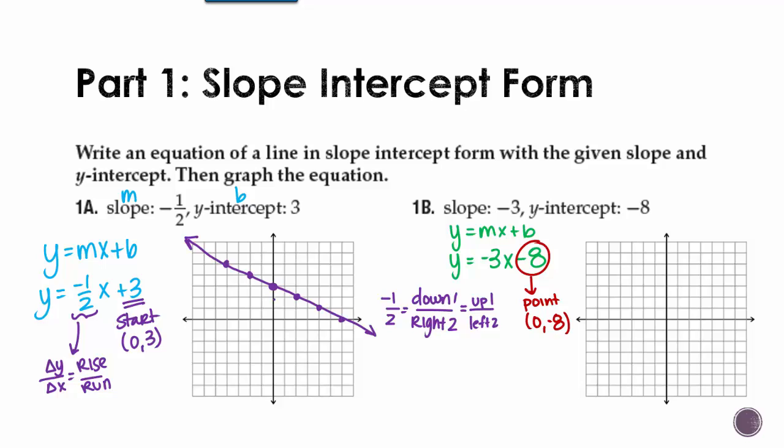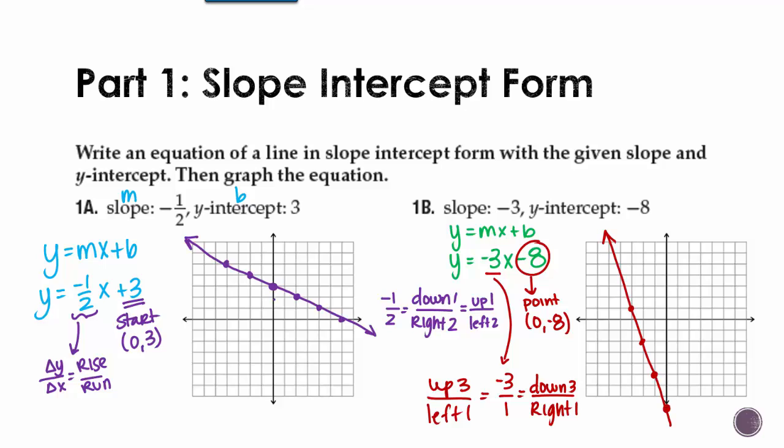So 1, 2, 3, 4, 5, 6, 7, 8. It'll be down here. And then my slope is negative 3, which is really negative 3 over 1. So that means I'm going to go down 3 and right 1. If I go down 3, I'm really off my graph. So instead, I'm going to use that little trick and go up 3, but then I'd have to go backwards 1 or left 1. So up 1, 2, 3, backwards 1. Now we can connect the dots just like we did with the last one.